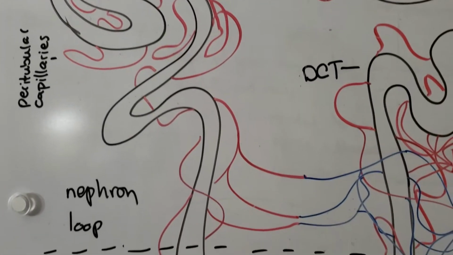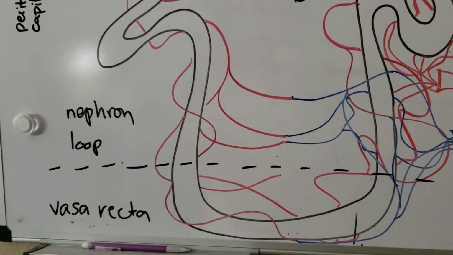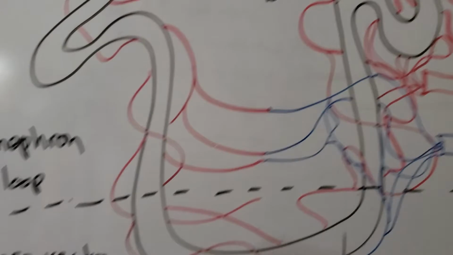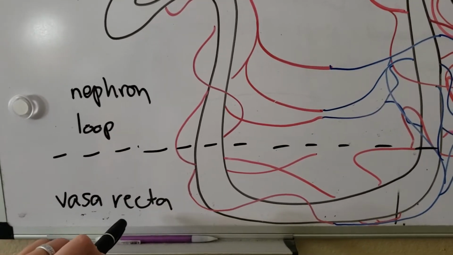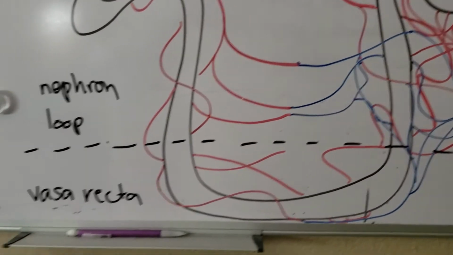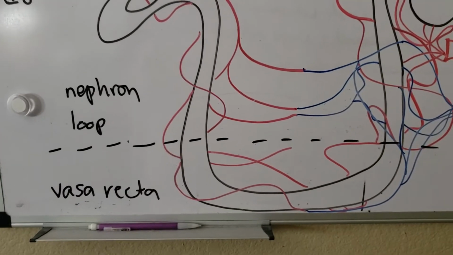Then we follow that down into the nephron loop. Here we have both the nephron loop and the vasa recta, but the vasa recta only exist in juxtamedullary nephrons. So I've got both of them represented here, but just wanted to point that out.